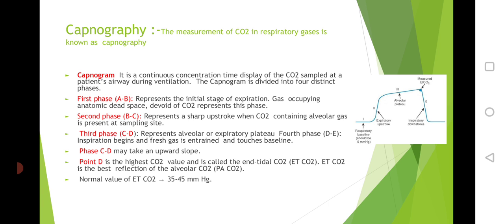Fourth phase is D to E. Inspiration begins and fresh gas is entrained and touches the baseline. Phase C to D may take an upward slope. Point D is the highest carbon dioxide value and is called end tidal carbon dioxide, EtCO2. It is the best reflection of alveolar carbon dioxide. Normal value of EtCO2 is 35 to 45 mmHg.